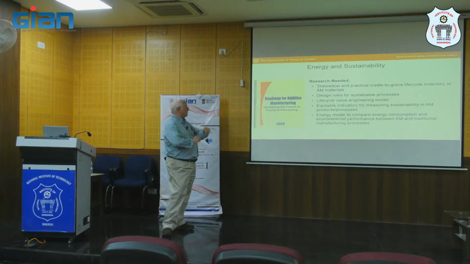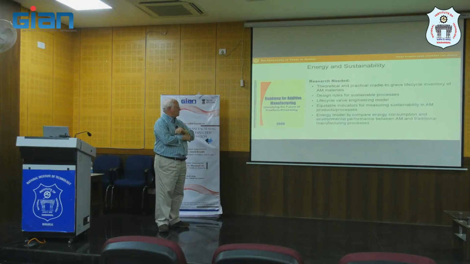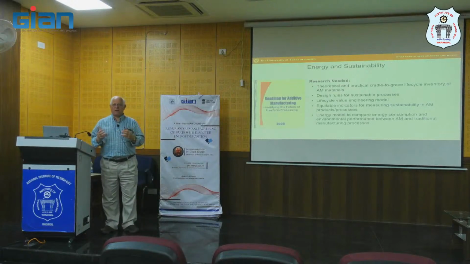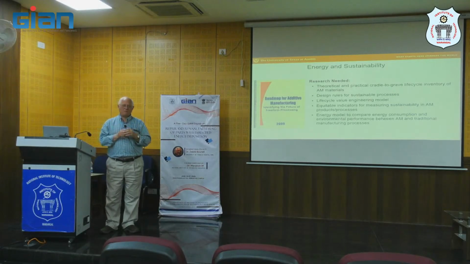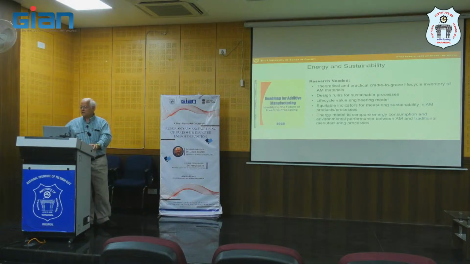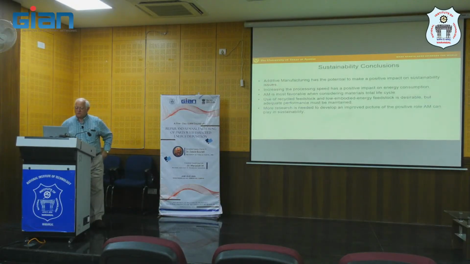And then finally, we have energy models, to compare energy consumption and environmental performance between AM and traditional processes. So basically some work needs to be done. We have the energy models in place for the traditional processes, but additive manufacturing is new, and those have not been developed. To the best of my knowledge, they still haven't been developed. So anyway, that's that. Again, I think you can get this online still. Just search roadmap for additive manufacturing, 2009. Hopefully it will pop up.